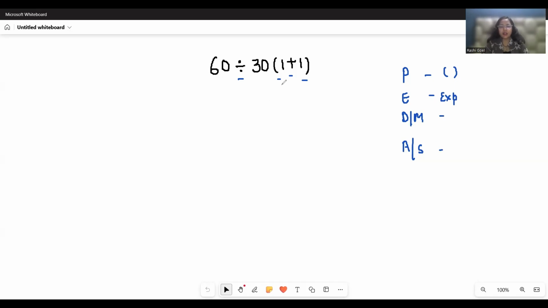So first, in the parenthesis, it is 1 plus 1, so it becomes 2. And here, 30. If there is no sign between the bracket and the number, then there is a multiplication sign. Now, 60 divided by 30 times 2.